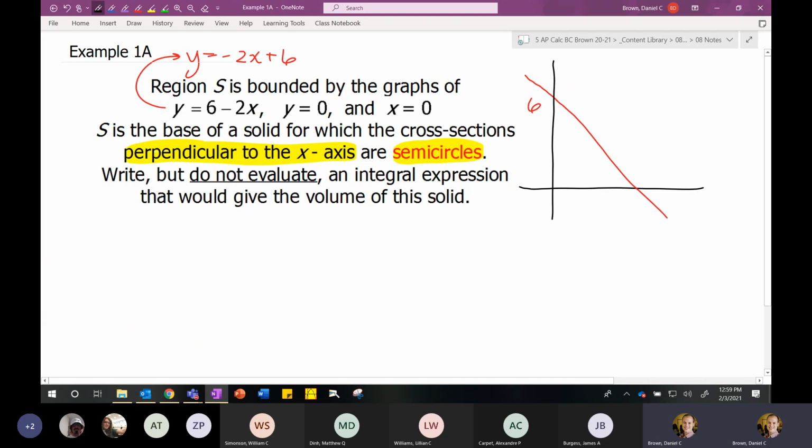And then the region that I'm looking at is this triangle shape. That's intersecting at 6 on the y-axis. Since it's bounded by the x and the y-axis, it is also starting at 0 for both the x and the y-axis. Probably also want to find the intersection point down here. Easy enough, that's basically the x-intercept. So x is equal to 3 there. So we have the region, I'm going to highlight it in.